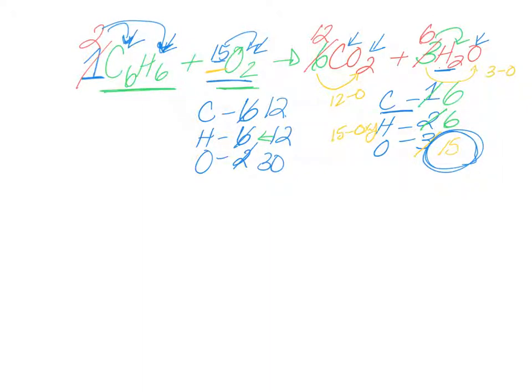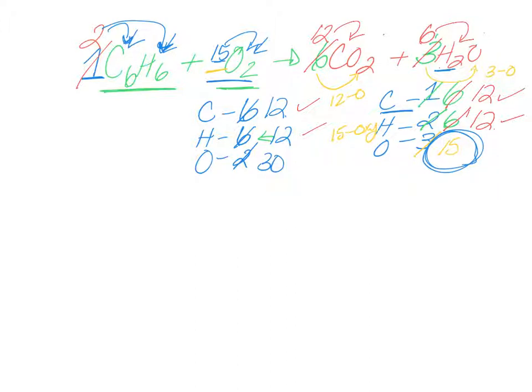So I'm going to erase my little arrows from before, maybe. Okay, so let's count how many carbons we have here. So 12 times 1 gives me 12 carbons. 6 times 2 gives me 12 hydrogens. So far this checks out, right? I have 12, 12, 12, 12.